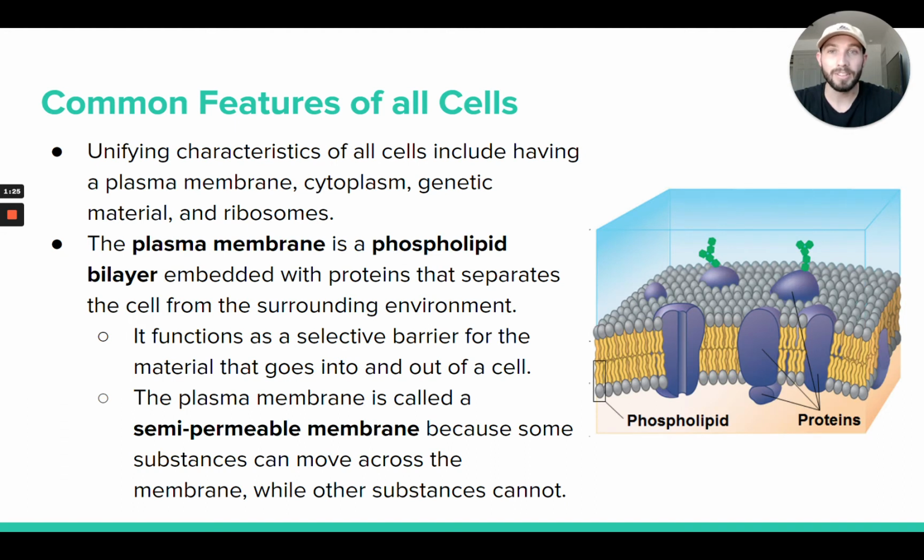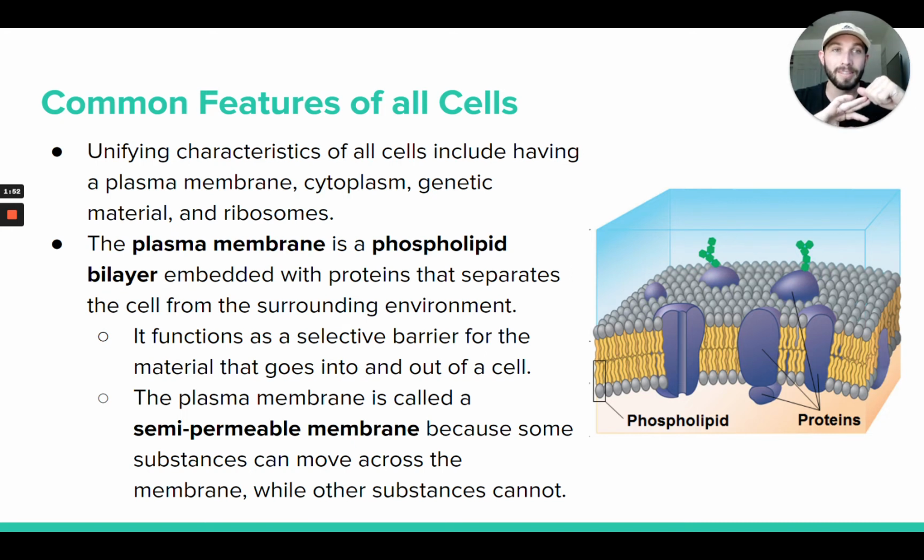First and foremost, all cells have a cell membrane. So there's 4 things we're going to go through. We're going to go through the fact that all cells have a plasma membrane that surrounds the cell. They all have a cytoplasm, which is the jelly-like fluid that fills the cell. They all have genetic material of some sort, which is their DNA. And they all have ribosomes, which are going to build all the proteins in the cell.